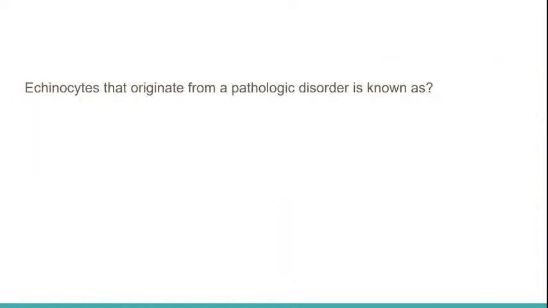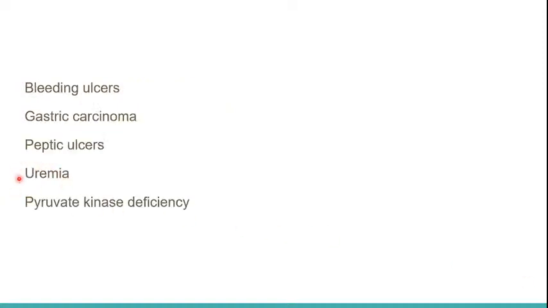If it's pathologic, echinocytes that originate from a pathologic disorder, this is known as Burr cells. And usually this is associated with a disease. Burr cell formation is usually associated with gastric abnormalities, specifically bleeding ulcers, carcinomas, and peptic ulcers. But we need to take into consideration also urea-associated disorders such as uremia, of course, and pyruvate kinase deficiency.